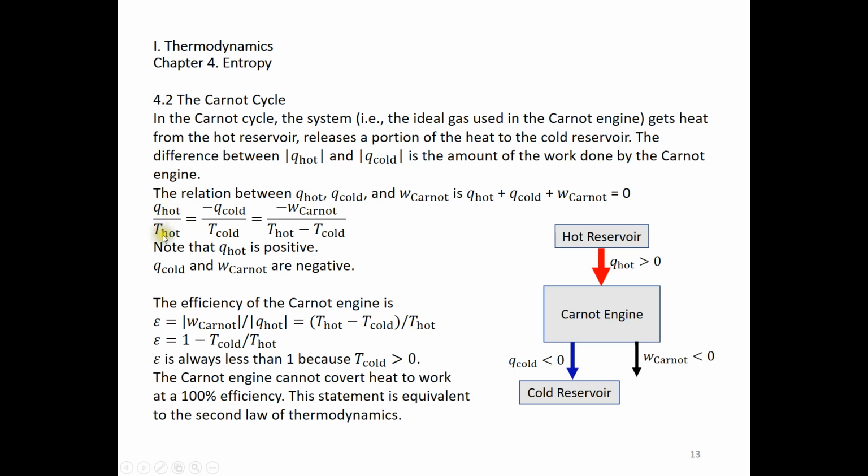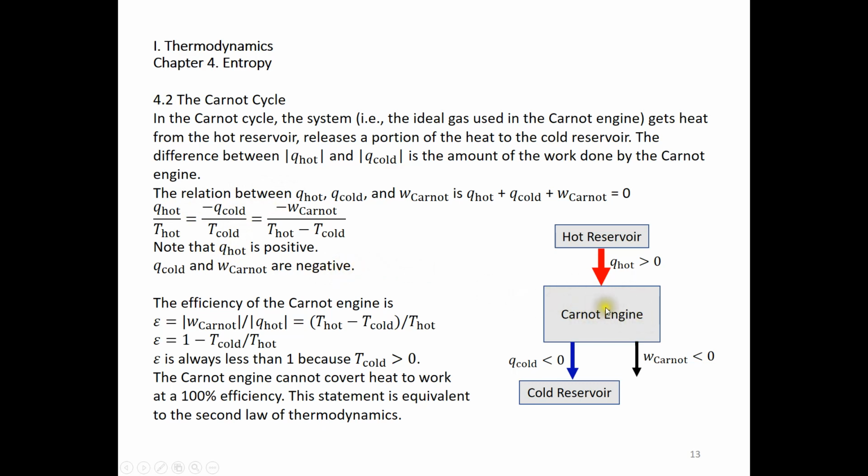Q hot over T hot is equal to Q cold over T cold, and it's equal to this amount of work over T hot minus T cold, and overall we have this is equal to 0. This is only because when we sum up these two, we get the Q Carnot. And the Q Carnot plus W Carnot is delta U of the Carnot cycle, which should be 0. Alright, so we have this equation, and then we have this equation. We can then determine the efficiency of this Carnot engine.